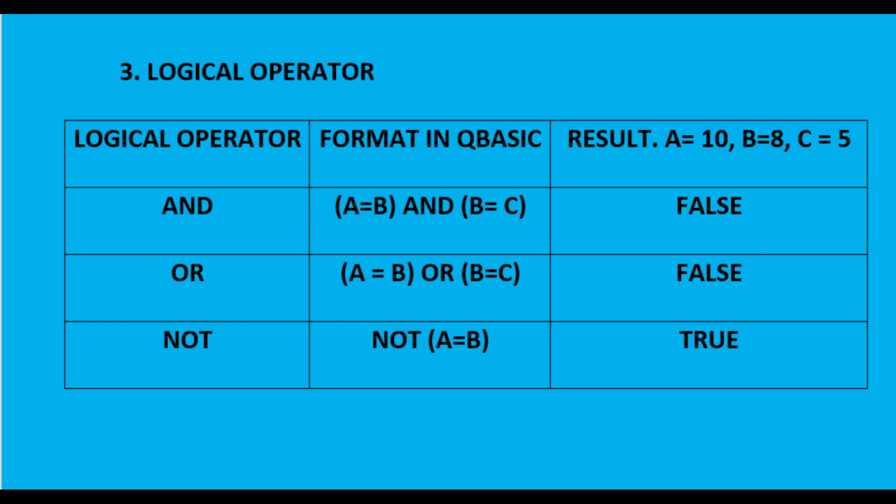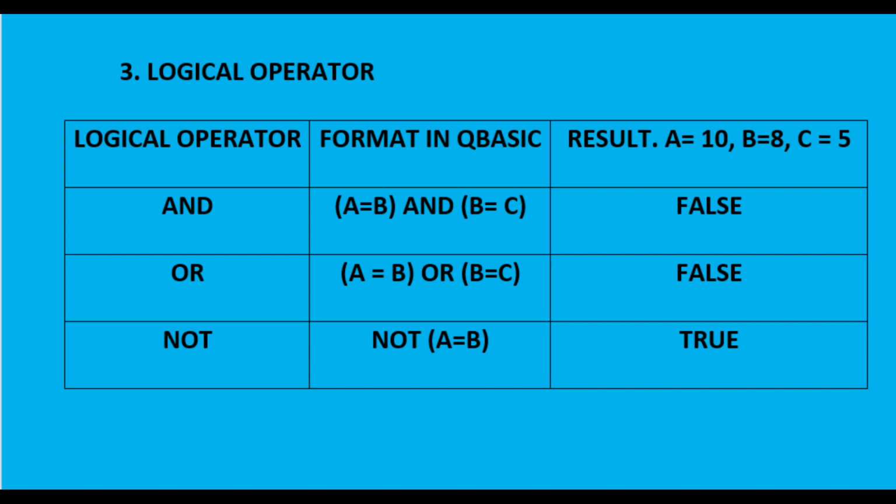So in the case of AND operator, is A equals to B? The value of A is 10, B is 8. So obviously it is not true. AND means both the conditions should be true. The same in the case with English. In the English also, whenever we are using the AND operator, then both the conditions should be true.